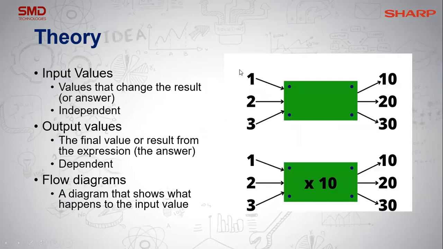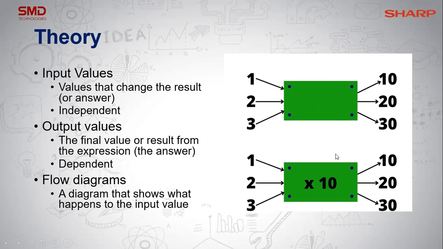So they are independent. It's what you're sticking into the machine. It's your ingredients for your cake. Your output values would be a vanilla cake, or a chocolate cake, or a brownie, or a donut, depending on the ingredients that you put in. Okay, so these are your final answers.